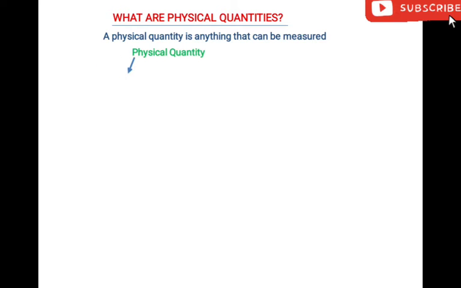What are physical quantities? A physical quantity is anything that can be measured. Physical quantities have magnitude, that is size, and units.